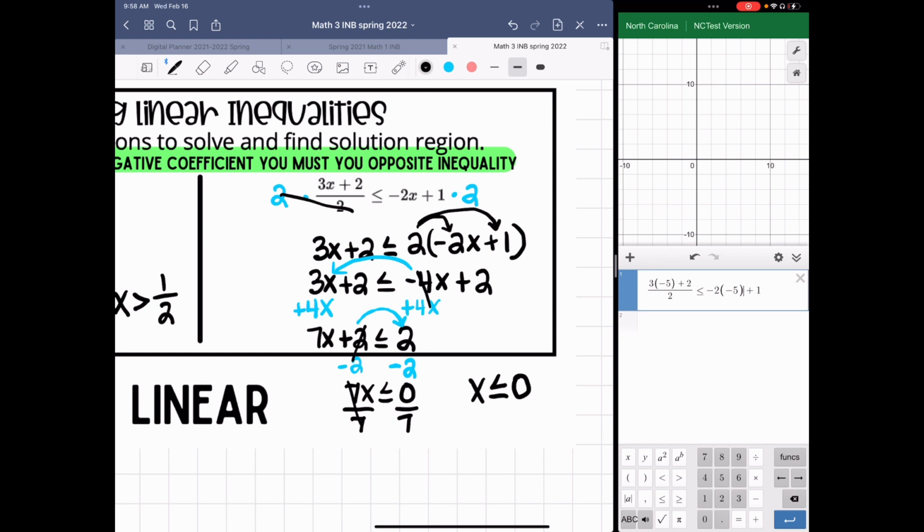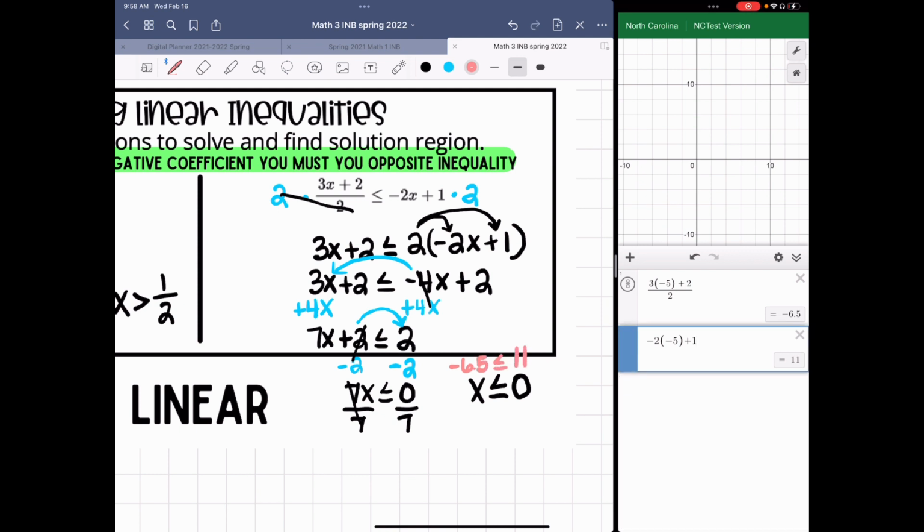All right, so what does that give me? Actually, let me separate this. For right there, the left side is negative 6.5, and then if I do the negative 5 for the right side, I get 11. Negative 6.5 is less than or equal to positive 11. That is a true statement. Any number that falls in that range that I graphed just a second ago will work for that particular inequality.